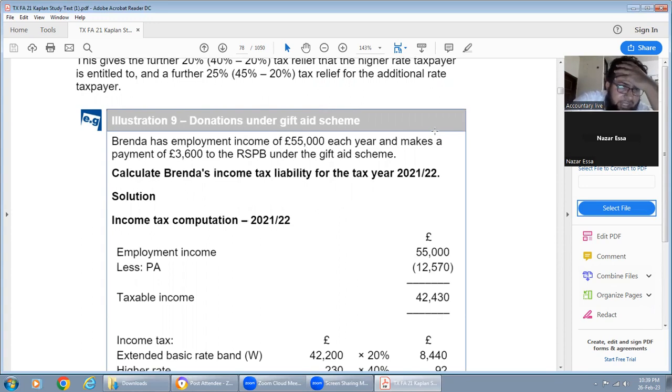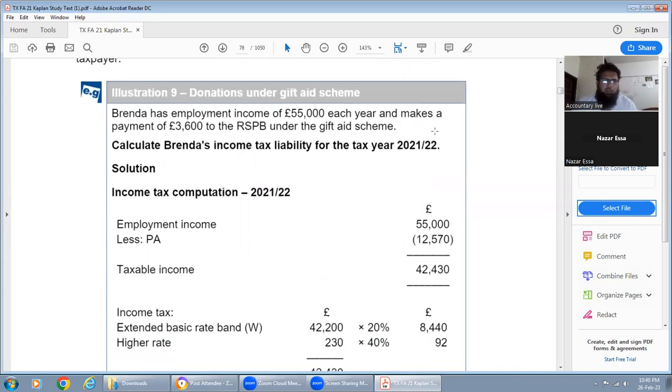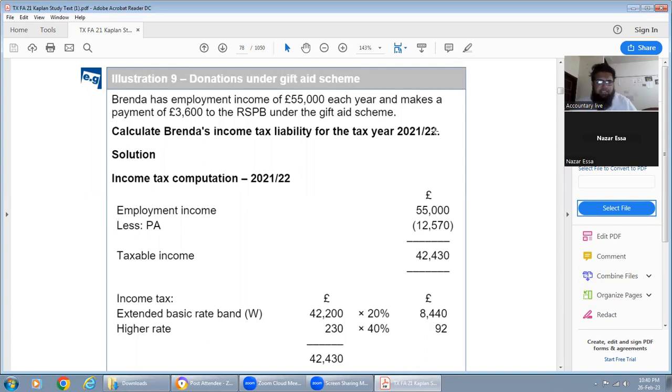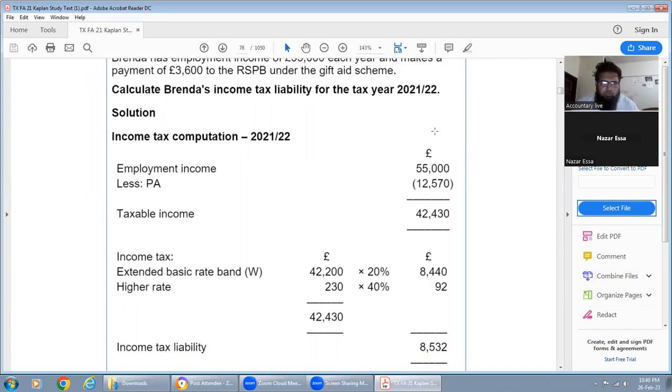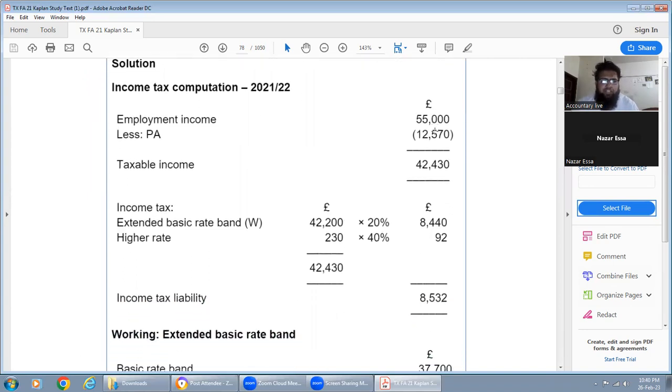Brenda has an employment income of 55,000 each year and makes a payment of 3,600 pounds to RSPB under the Gift Aid scheme. First we have to calculate the employment income less the personal allowance, that is 42,000, and the income tax liability is 8,532.